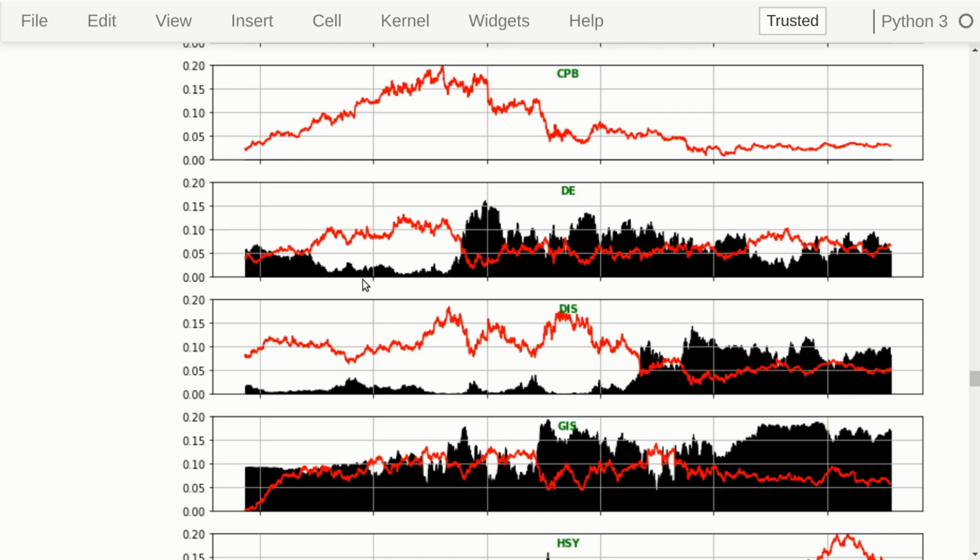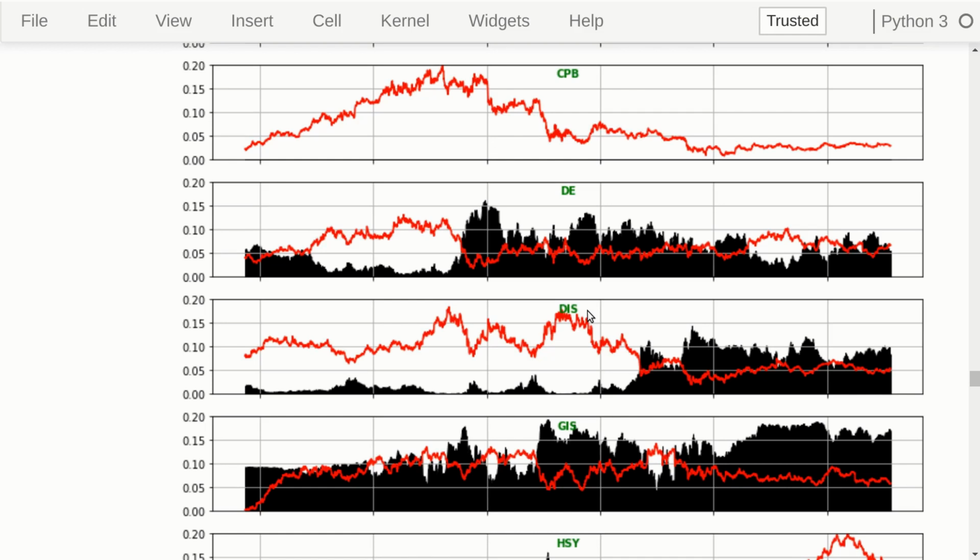So once again, we see a relationship between the predictive signal, the red line, and the stock weight, which is the black fill. When the signal goes up, the stock weight goes down, and vice versa. When the signal goes down, the stock weight goes up. This is exactly what we want to see.